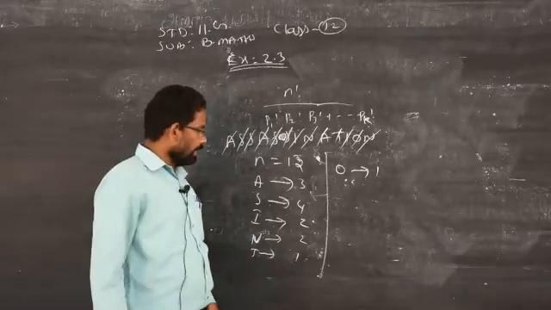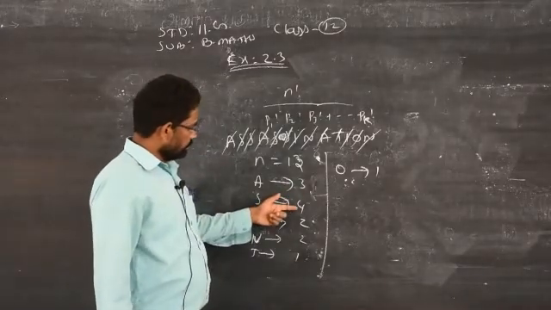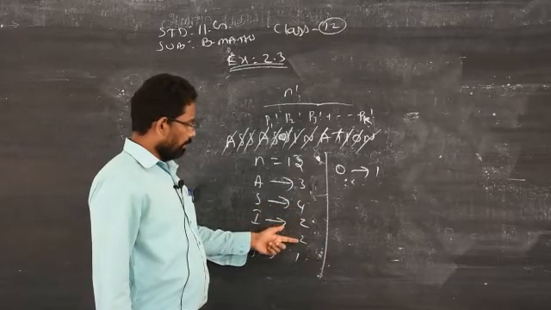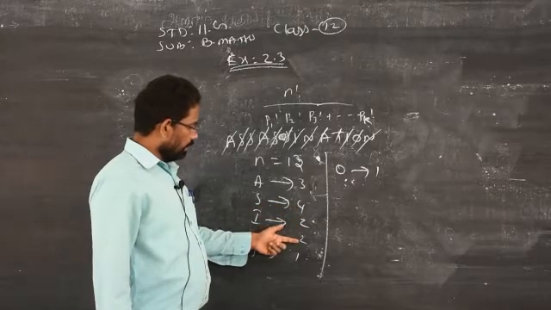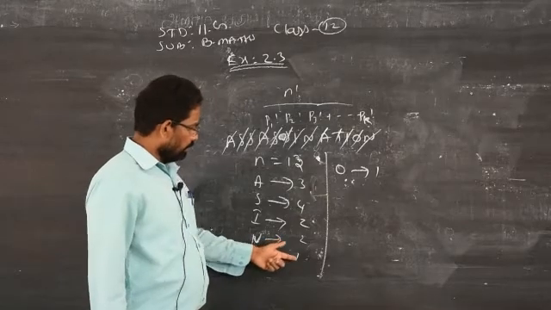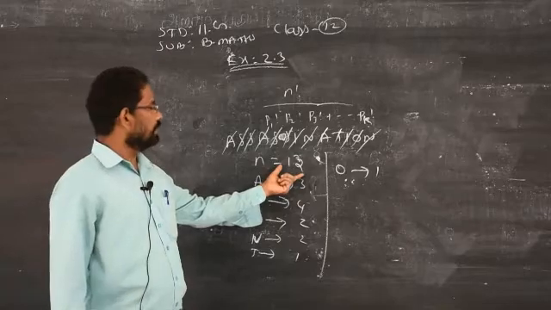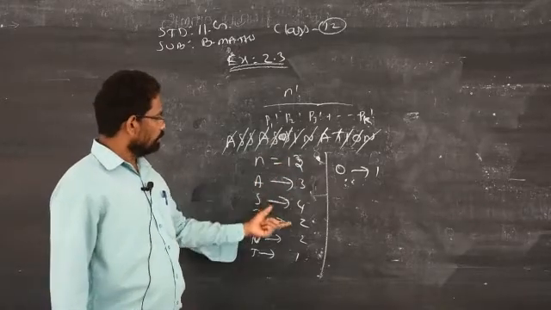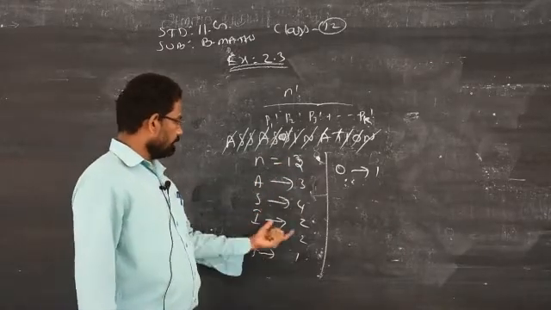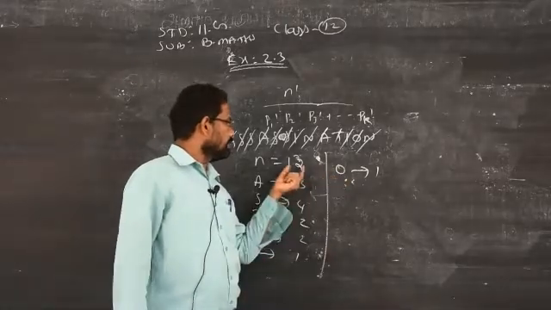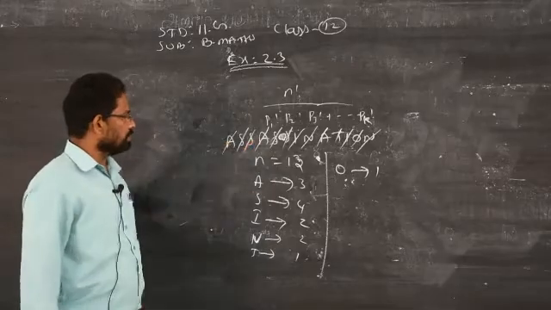Now you just have to add 3 plus 4, 7; 7 plus 2, 9; 9 plus 2, 11; 11 plus 1, 12; 12 plus 1, 13. The total number of letters in the word is also 13. So once you find out how many times each letter is repeated, add all those and check whether it is exactly equal to the total number of letters in the word.